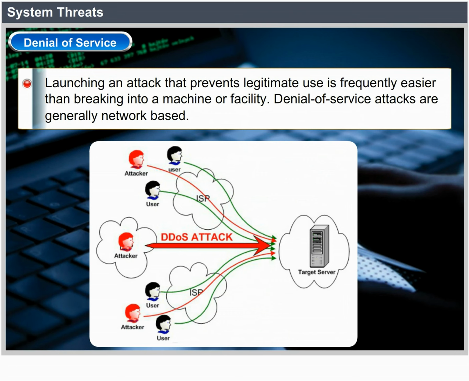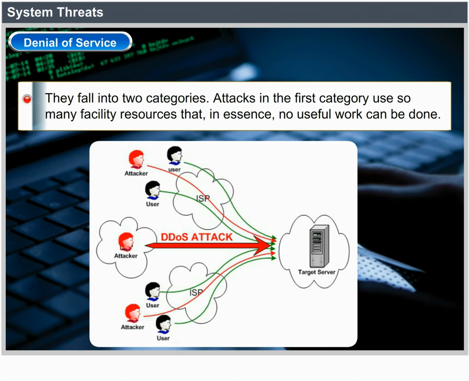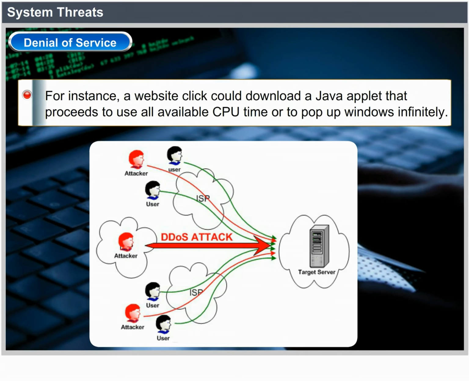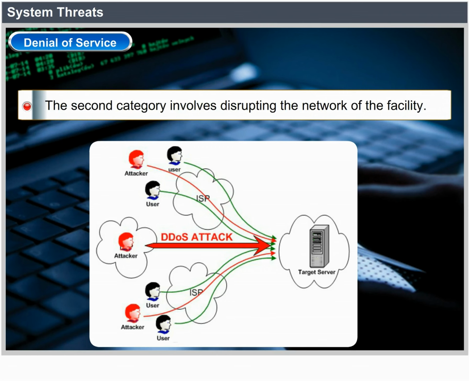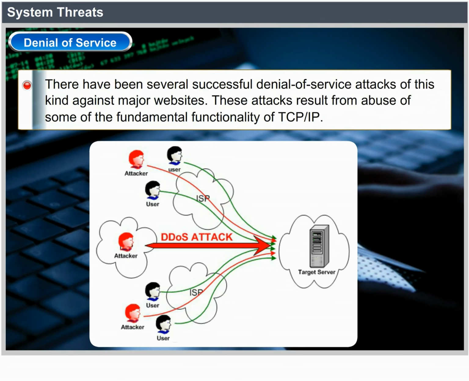Attacks in the first category use so many facility resources that, in essence, no useful work can be done. For example, a website click could download a Java applet that proceeds to use all available CPU time or to pop up windows infinitely. The second category involves disrupting the network of the facility. There have been several successful denial-of-service attacks of this kind against major websites. These attacks result from abuse of some of the fundamental functionality of TCP/IP.